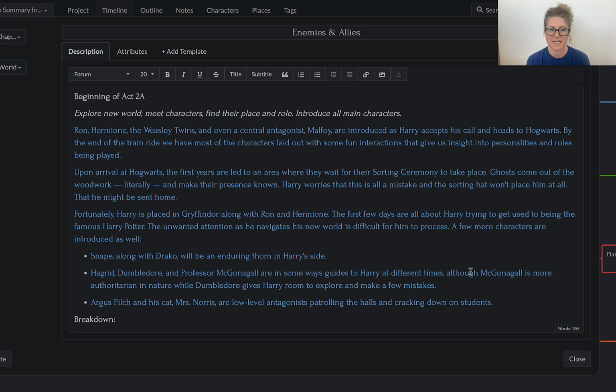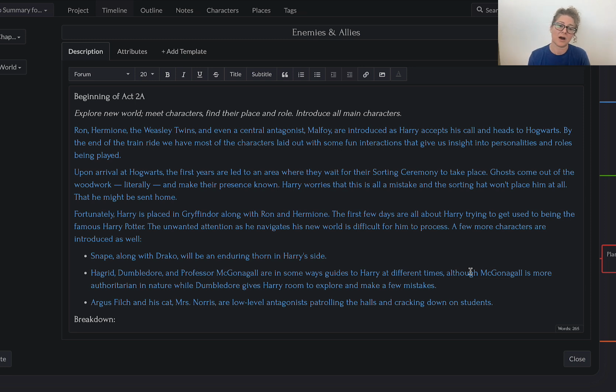Explore the new world, meet characters, find their place and role, and introduce all main characters. Ron, Hermione, the Weasley twins, and even a central antagonist, Malfoy, they're all introduced as Harry accepts his call and heads to Hogwarts. By the end of the train ride, we have most of the characters laid out with some fun interactions that give us insight into personalities and roles being played.